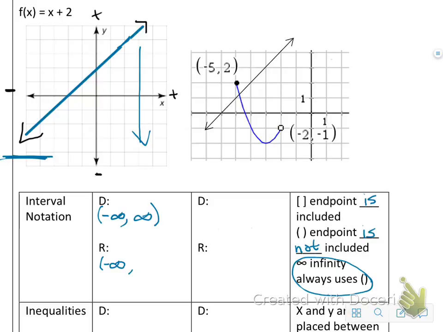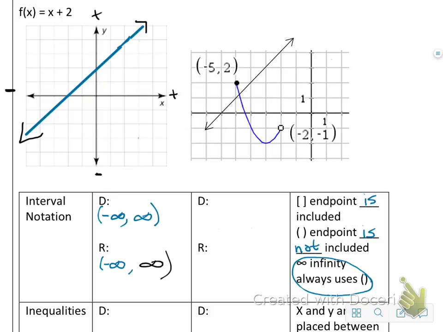Now we're going to go up. If we go up, that also has an arrow right there. So again, in the same way that going to the right had an infinity, the up also has an infinity. And infinities always get parentheses. And there you go. You've found the domain and range of a straight line.